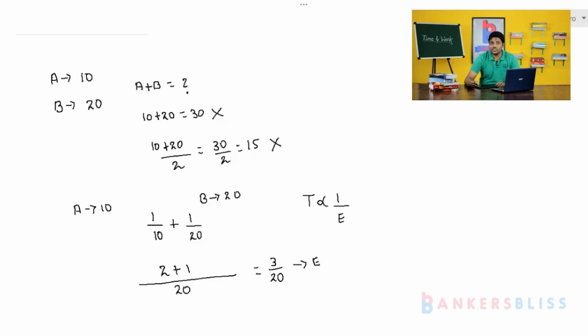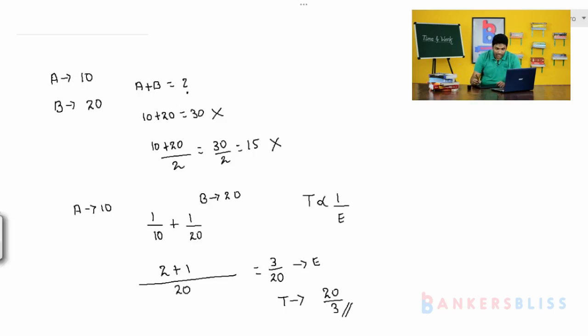So from efficiency we have to convert it into the time. Efficiency and time are inversely proportional to each other. Therefore, time taken is the inverse, that is 20/3. So your answer is 20/3. This is the actual procedure we follow to calculate the time they take when both of them work together.